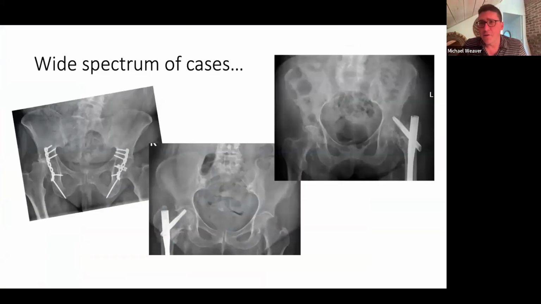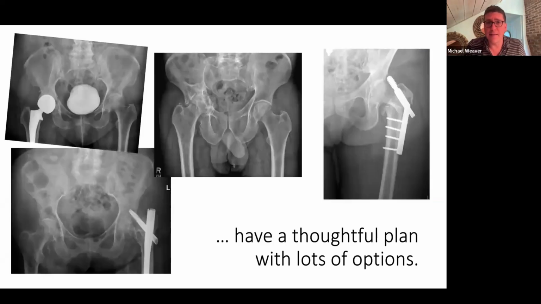So conversion hip replacement, particularly in the setting of previous fracture fixation, really represents a wide spectrum of cases with issues both on the acetabular and the femoral side. And these can be really difficult. They're difficult because of the distorted anatomy and the previous metal that's in there. And so they require a thoughtful approach to get through them.